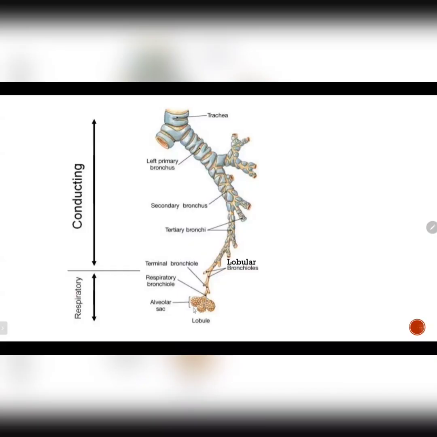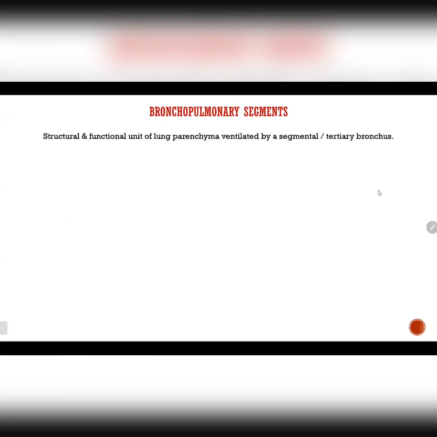This will be dealt with in physiology class as well. If interested, you can learn all these minor details, but at least the major classification of the branching pattern, all of you have to know. So why are we focusing on tertiary bronchi or segmental bronchi? Because the lung is divided into smaller structural and functional units, which is called the bronchopulmonary segment. So the bronchopulmonary segment is a segment of the lung that is aerated by a single tertiary bronchus.